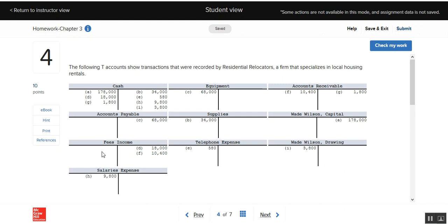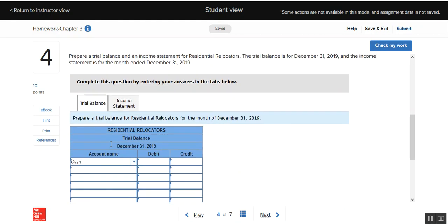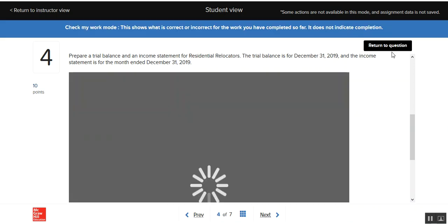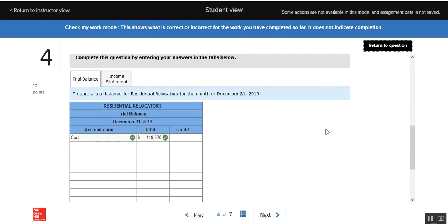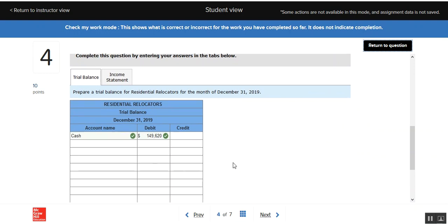If you're not sure, you might just have to write it down. But the balance goes on the big side. So that's a debit balance of $149,620. Let's just see if I did my math right. I don't trust myself. I get happy fingers sometimes on the calculator. So it should look like that.